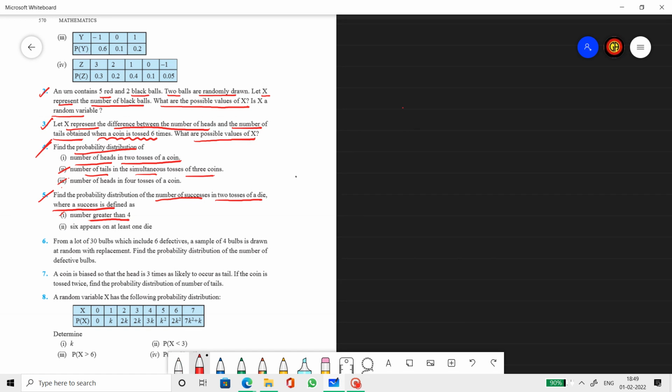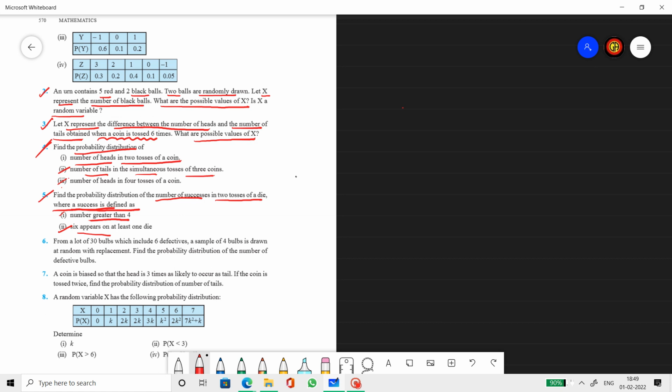Second case of fifth question. 6 appears on at least one die. So success here is getting 6 even one time. Getting 6 even one time is considered as a success. So this question, I'm going to do it in a normal way first, and then I'm going to do it the way I've taught you in the first 5 sums.